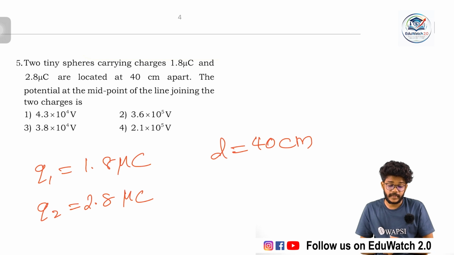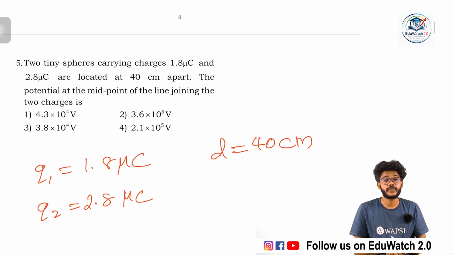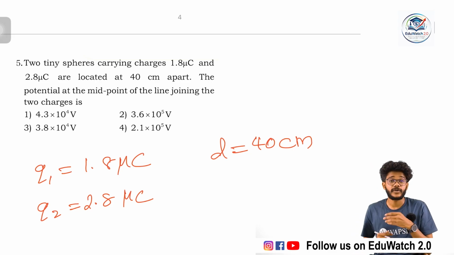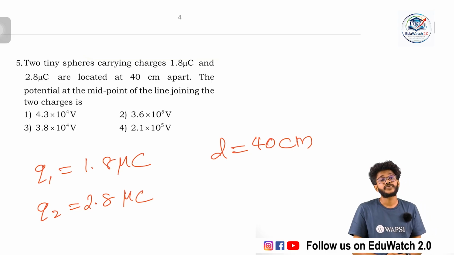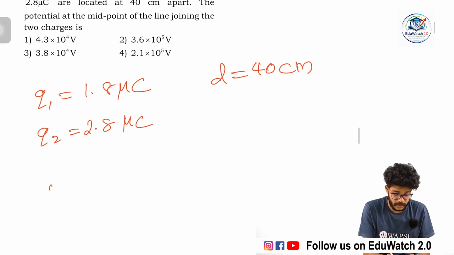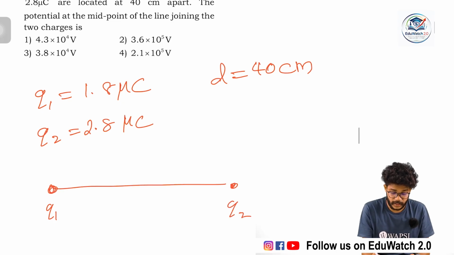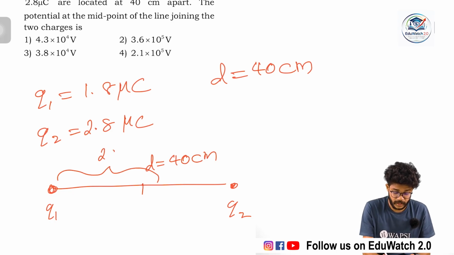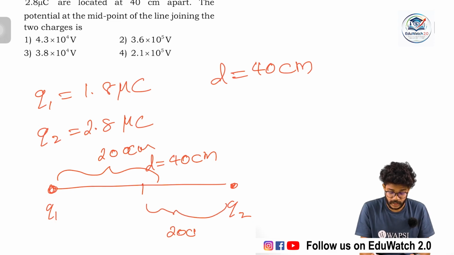The potential at the midpoint of the line joining the two charges is, so we want to calculate the midpoint. We have a total distance of 40 centimeter, so the midpoint is 20 centimeter. So this is q1 and this is q2, and this is the total distance d equal to 40 centimeter, and the center point is 20 centimeter away from here, and this is also 20 centimeter.